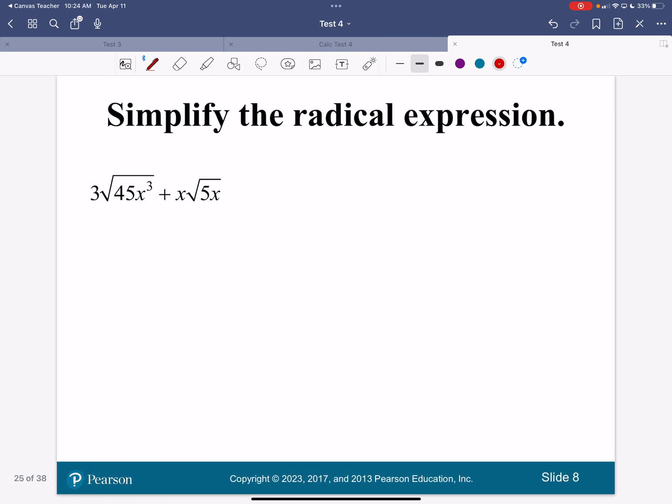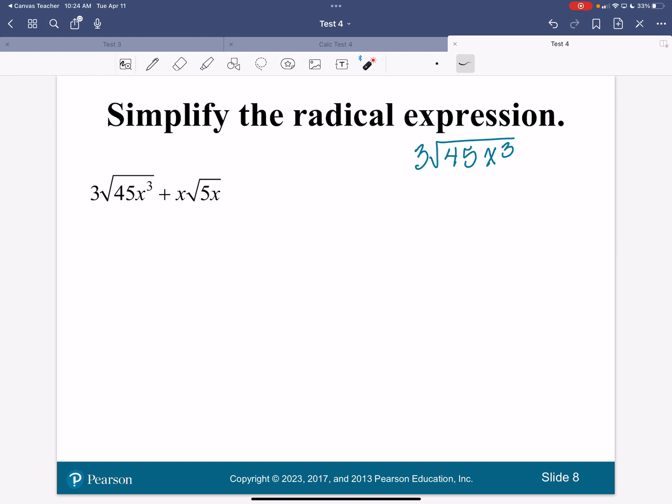Okay, now we're going to bring variables in. We're going to do this the same exact way. We just have variables. So I'm going to start with 3 on the square root of 45x cubed. Let's focus on the 45 first.